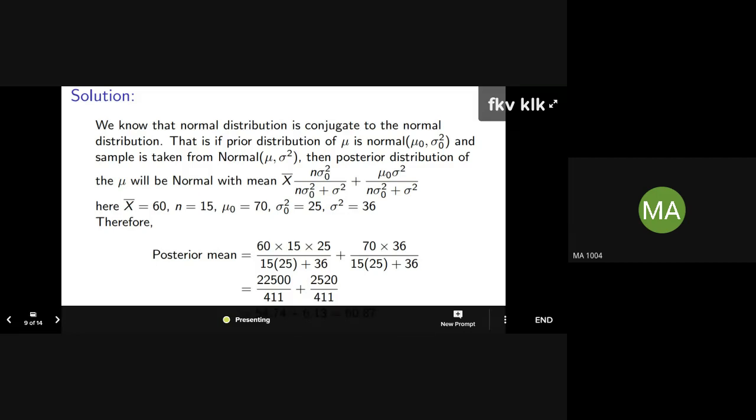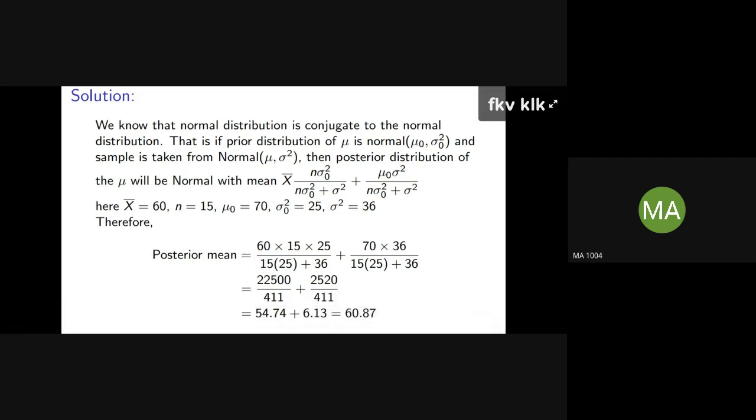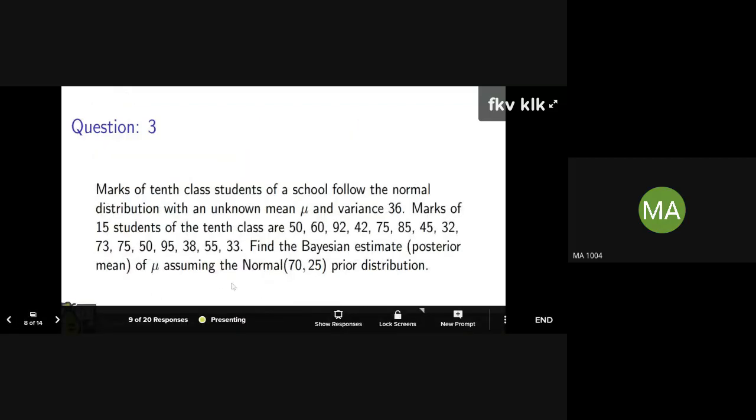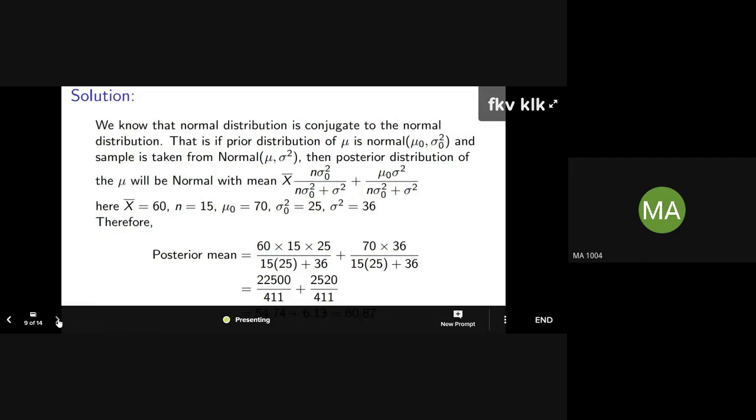What is sigma naught square in the question? 25, ma'am. Yes, it's 25. So sigma naught square and mu naught come from the prior distribution. The prior distribution is normal with mean mu naught and variance sigma naught square. So here mu naught is 70 and sigma naught square is 25.